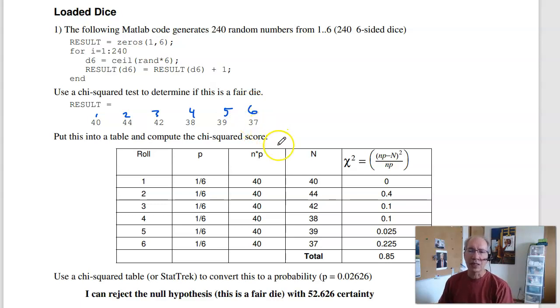Now I calculate the chi-squared value. What you do is you separate the data into bins. I chose each number as a bin. Take the probability of landing in each bin. If it's a fair die, it should be 1 in 6 chance. N times P is 240 times 1/6. I should get 40 in each bin. Here's how many I actually got. The chi-squared value is take the difference squared divided by 40. So 0 squared over 40 is 0, 4 squared over 40, 0.4, 2 squared over 40, 0.1, and so on. Add them all up, I get a chi-squared value of 0.85.